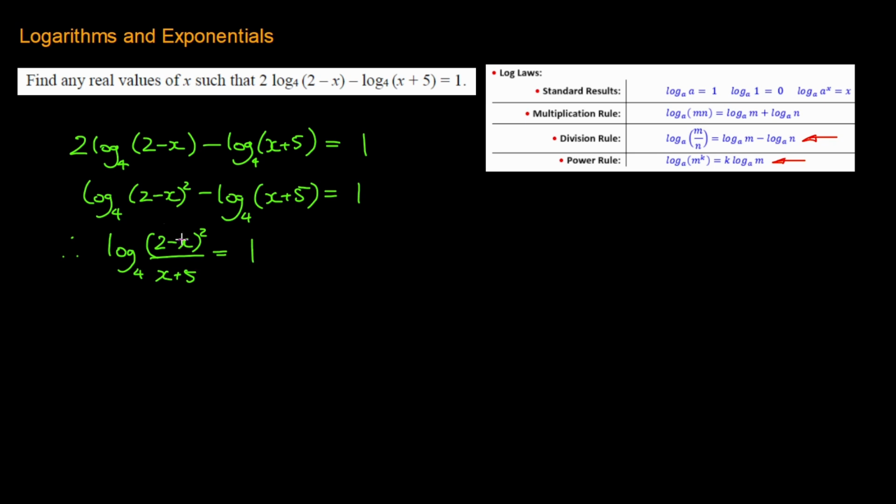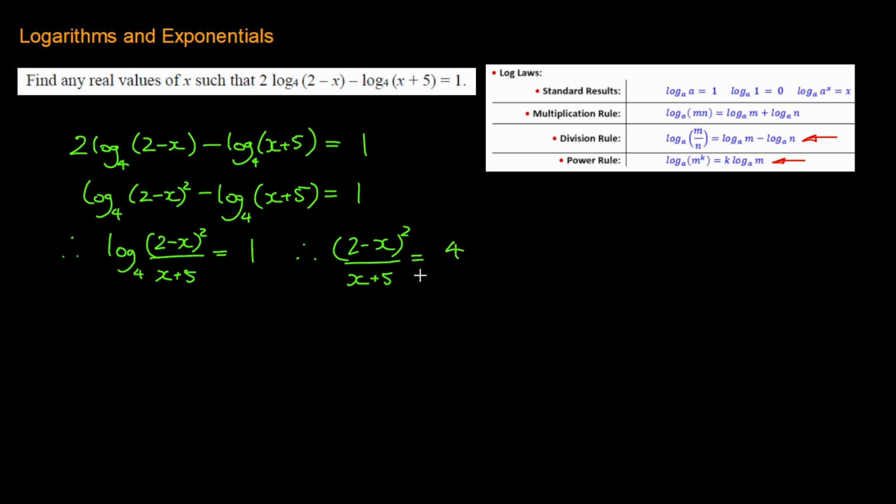Well, what we can now do is take antilogs. Now that we've got a single log expression, the antilog of the left-hand side will just become the x terms sitting here without the log. And as we've got a base 4, if we raise 4 to the power 1, that's the antilog of this side. So therefore we get 2 minus x squared over x plus 5 must equal 4.